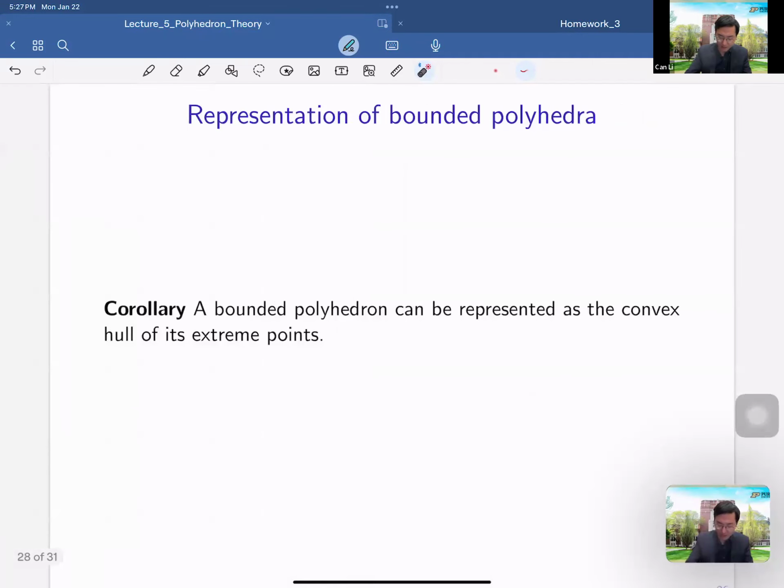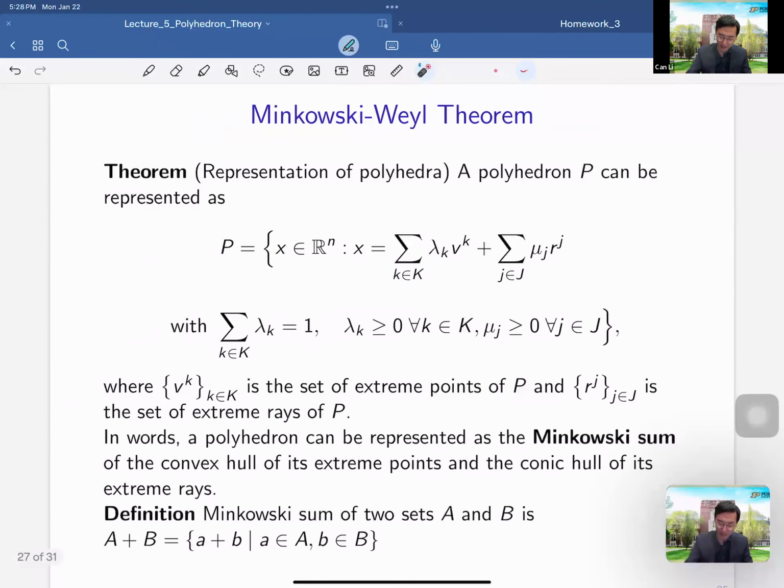So if it's clear, we are going to show some corollaries for this Minkowski theorem. The first corollary is the following: if the polyhedron is bounded, then it is a convex hull of its extreme points, right? Why is that the case? Because if a polyhedron is bounded, it does not have any extreme rays. If it has an extreme ray, you can go infinitely towards the direction of the extreme ray. So if a polyhedron is bounded, it doesn't have any extreme rays, then the only thing we have is a convex hull of the extreme points here.